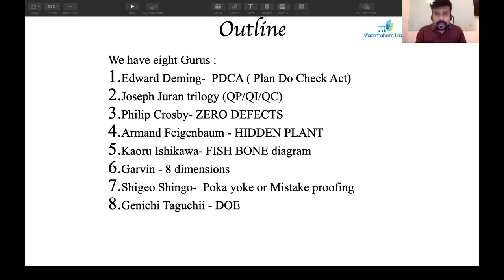And he also contributed one more, called Deming's 14 points. We're not going to discuss much about that because it is completely a management principle. So we are going to discuss only PDCA.